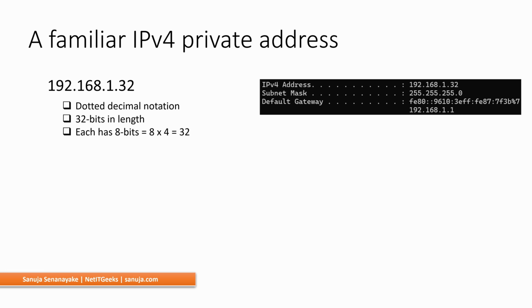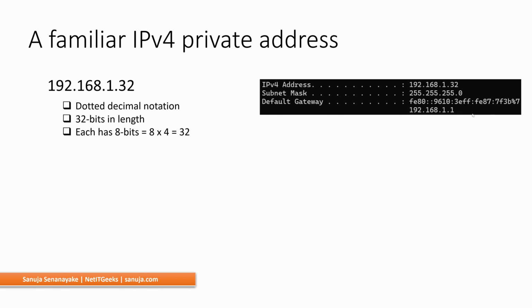So you need to think in binary. 192 in binary, 168 in binary, 1 in binary, 32 in binary. Each of these octets has 8 bits, and because there are 4 octets, it gives us 32 bits. Therefore, this is how an IPv4 address ends up with 32 bits. So 192.168.1.32 has 32 bits, 8 times 4, which gives you 32 bits in that IP address.